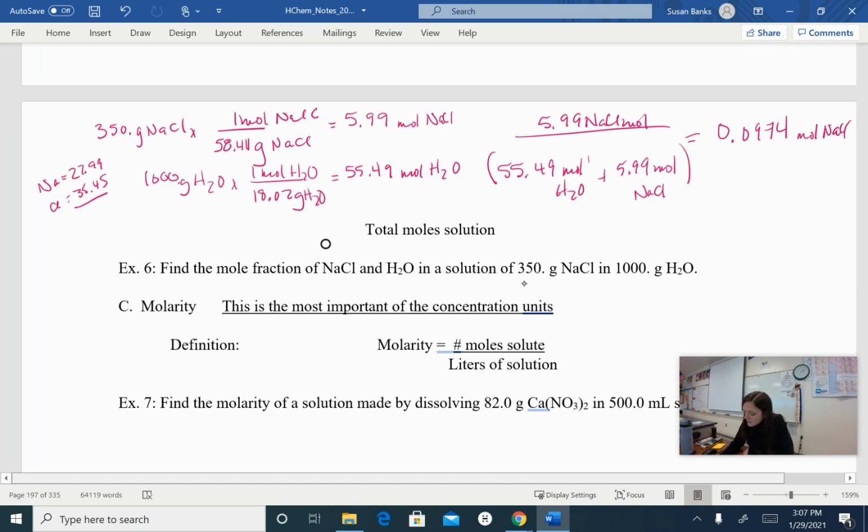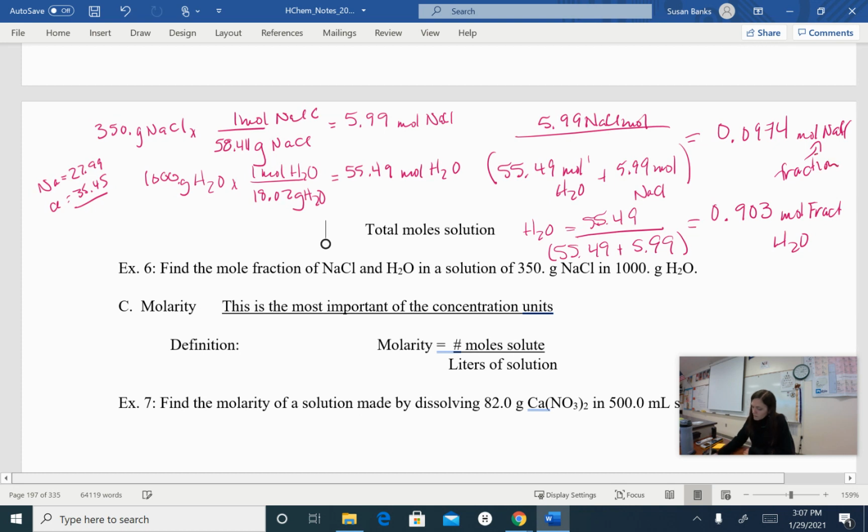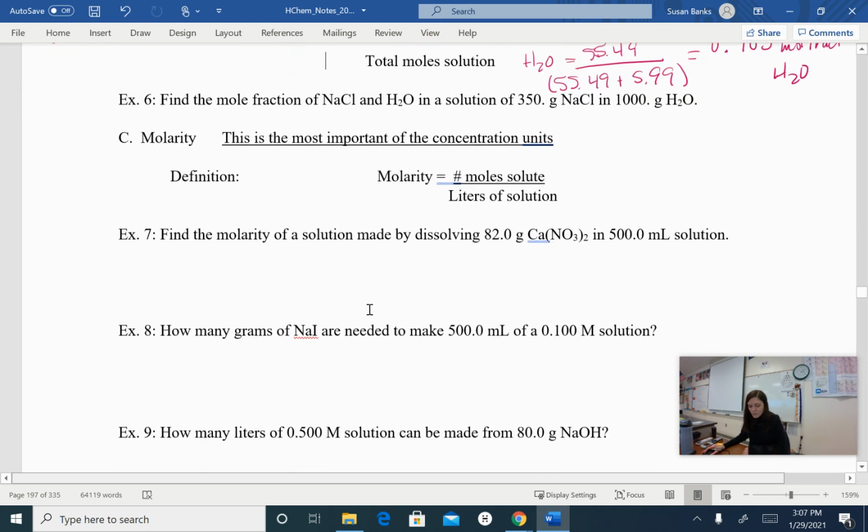Now I could find the mole fraction of water by doing the opposite. If I wanted to do the water, it would be 55.49 divided by the total, so 55.49 plus 5.99. This would give me the mole fraction of water, and that would be 0.903 mole fraction water. I should put fraction here. So we can do it for either the solute or the solvent, either way.